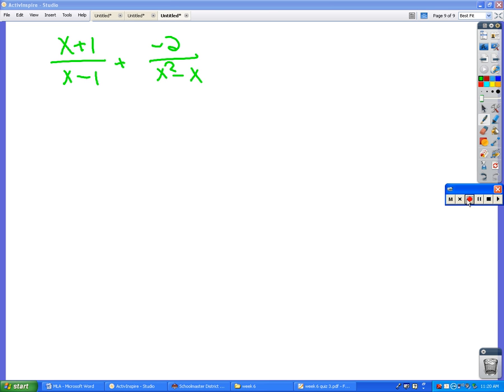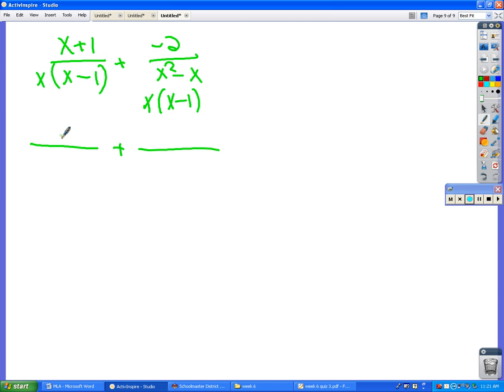Wait, one second. Factor out. Okay, so the x minus 1 cannot be factored. The x squared minus x can be factored into x times x minus 1. So there is our clue into what our common denominator would be. This has an x minus 1 and this has an x minus 1, so those pieces match. This one has an x, however, and this one does not. So that means I'm going to toss an x onto there. But if I toss an x onto there, I better toss an x onto there also.